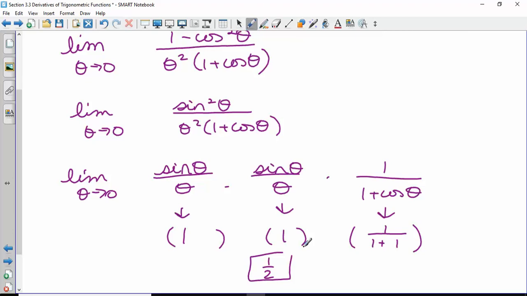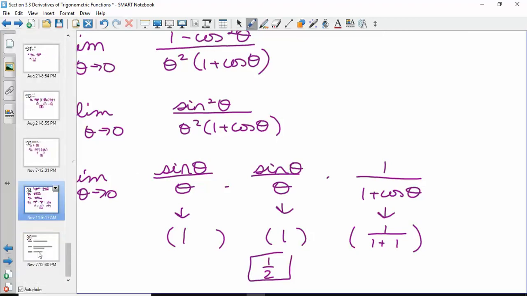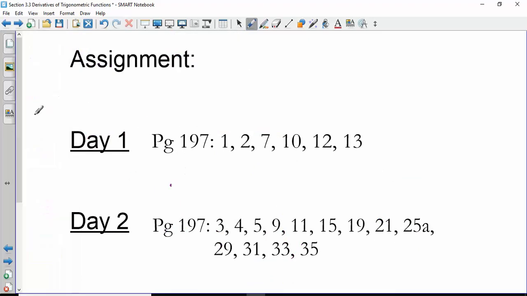I want to give you guys a chance to try some of these. So that's all I have for this lesson. Your assignment then, to add to the other 2 days, is day 3.